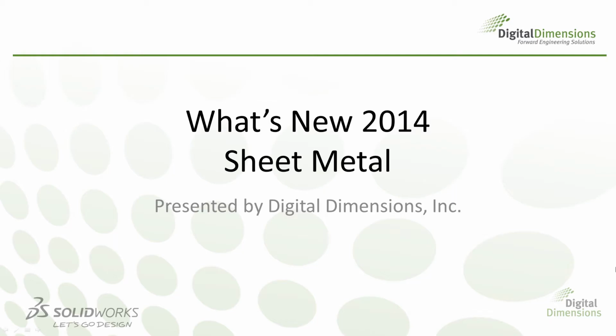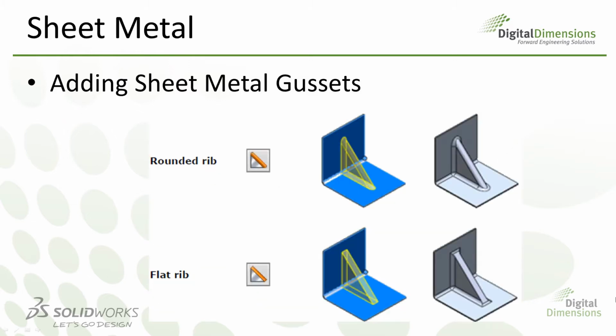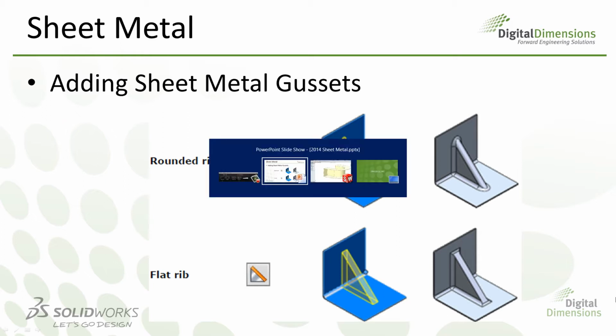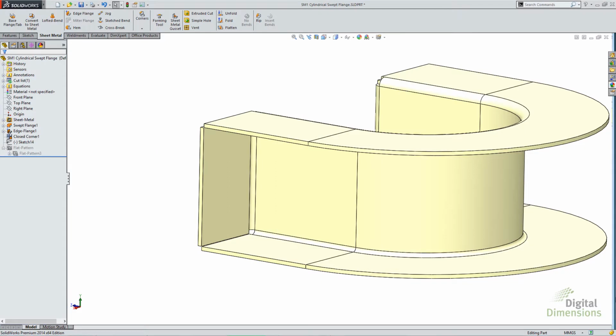My name is Quentin Rock, and today we'll cover the enhancements to the sheet metal functionality in SolidWorks 2014. Our first new enhancement in sheet metal 2014 to take a look at is the ability to add sheet metal gussets. This has kind of been a long time requested thing for sheet metal parts, so let's take a look at it.